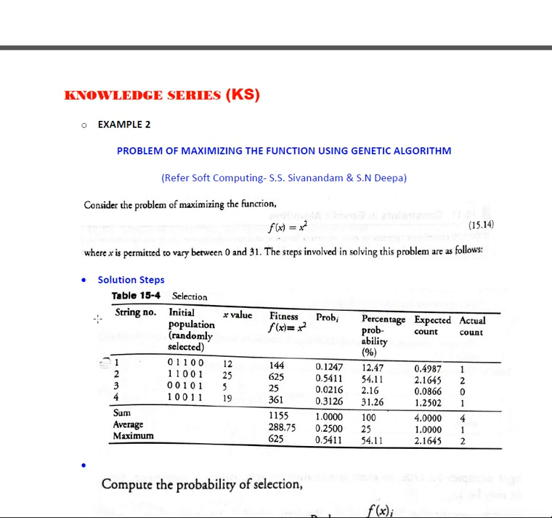Based on the objective function f(x) is equal to x square, and based on these x values, we take 4 values, because we are randomly selecting an initial population of 4 values. These are x values taken from 0 to 31. You see here 12, 25, 5, 19. That is what we have taken from here, so that is written here.